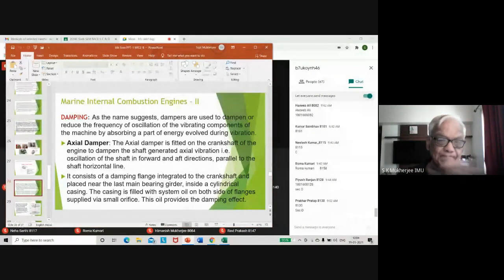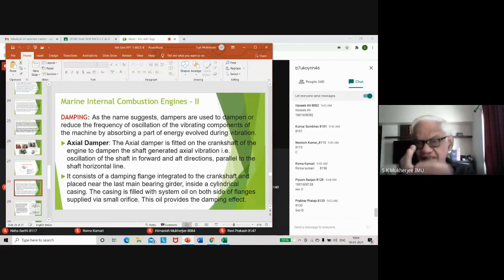How do I dampen out this axial vibration? Now, the principle is very simple. We have an arrangement which is like a piston, and this piston is a moving piston, fixed to the shaft which is vibrating. So the whole piston is moving. Now, if you have a liner with piston rings on it, then what is on one side of the piston is going to be compressed or expanded, compressed or expanded.